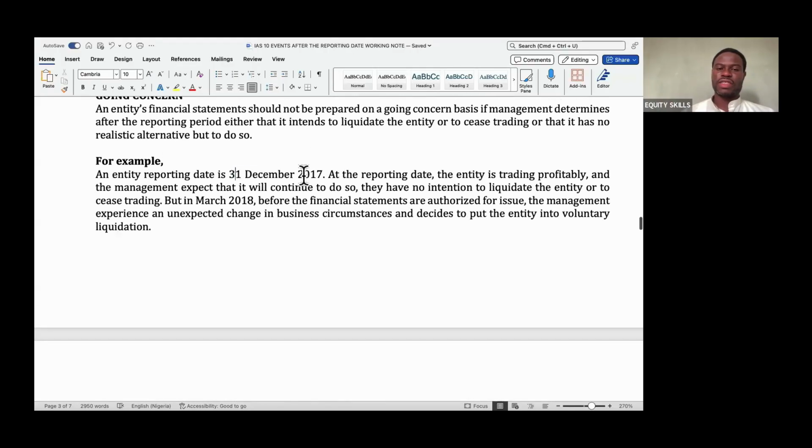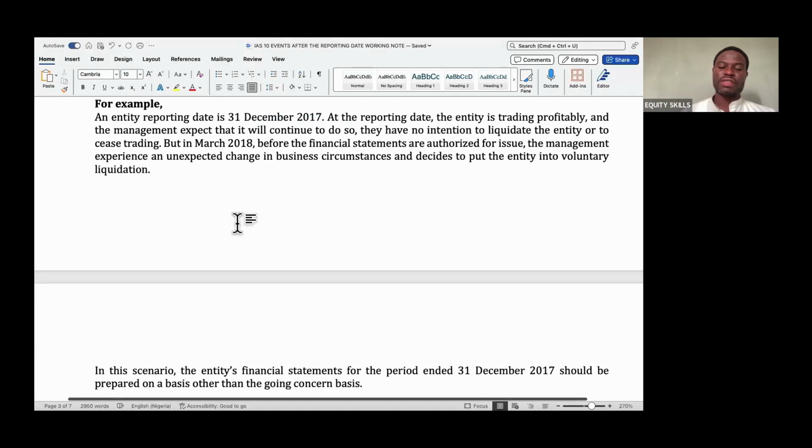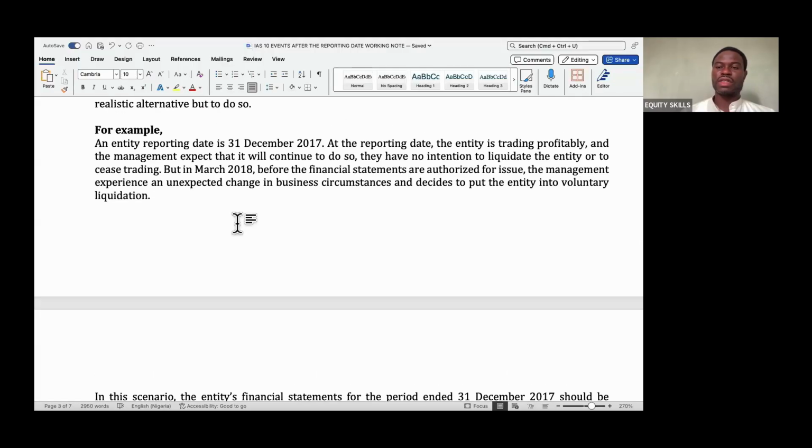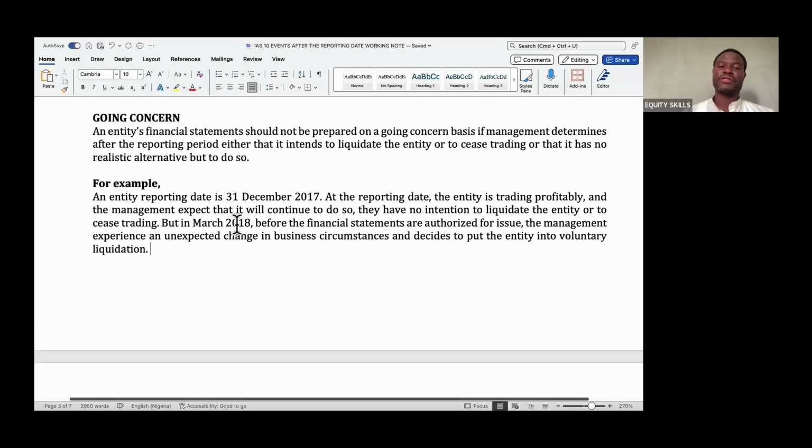So after the reporting date, okay, the reporting date is December. At that date, the entity is trading profitably and the management expect that to continue to do so. They have no intention to liquidate the entity or to cease trading. But in March, before the financial statements are authorized for issue, they experience an unexpected change in the business circumstance, and they put the entity into a voluntary liquidation, right?